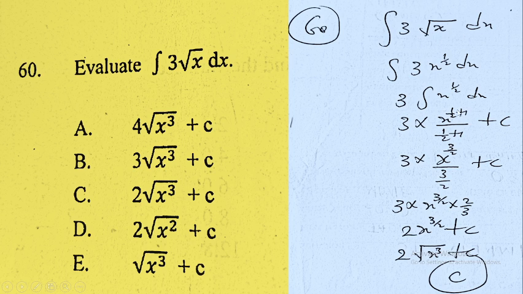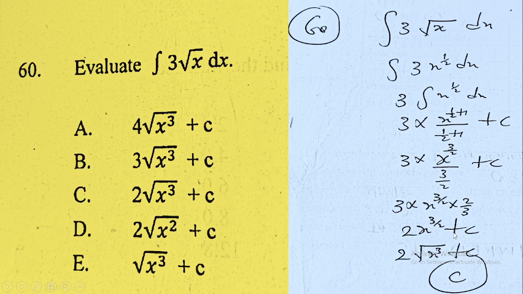From there, you can simplify this further. 3 times, in the LCM, the LCM is 2. Then we'll be having x raised to power 3 over 2 over 3 over 2. We simplify the denominator, and we can change the division to times by this one coming up, this one coming down. That's 3 times x raised to power 3 over 2, times 2 over 3. Then this 3 can take care of this 3 here. You have 2 times x raised to power 3 over 2 plus c.